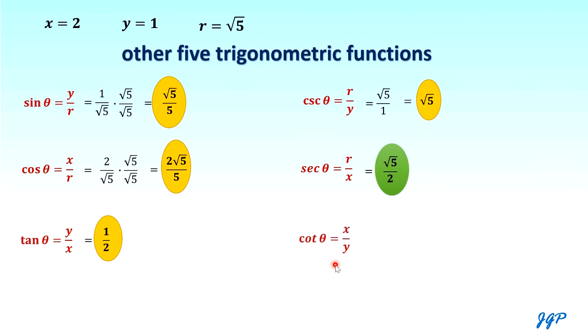For cotangent theta now, we have x over y. Replace x by 2 and replace y by 1. And we have now 2 over 1 or simply 2 for the cotangent theta. So that is the final answer.